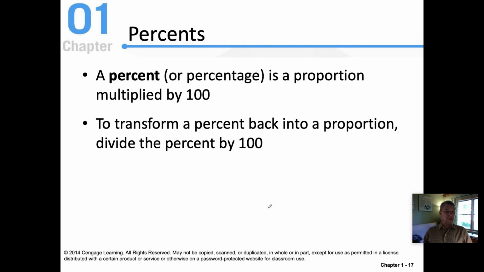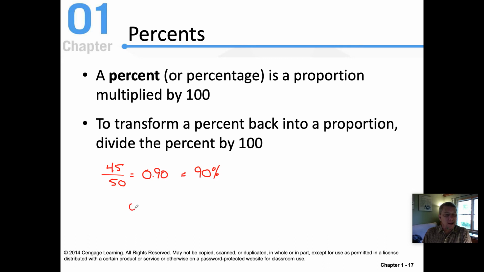Now, a percent is simply a proportion multiplied by 100. And so to transform a percent back into a proportion, you simply divide it by 100. So let's say we had 45 out of 50. If I calculate the proportion, it is 0.90. If I take that and multiply it by 100 to give me a percentage, that gives me 90%. So that's what a percentage is, and I showed you a couple of percentages in the previous slide as well.